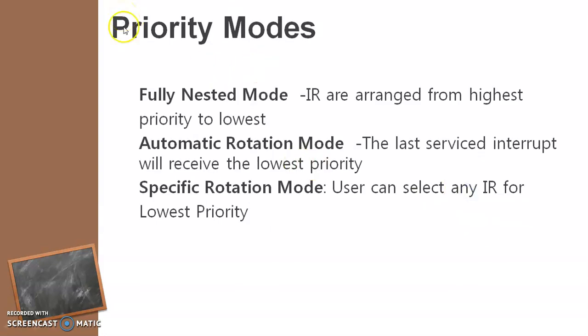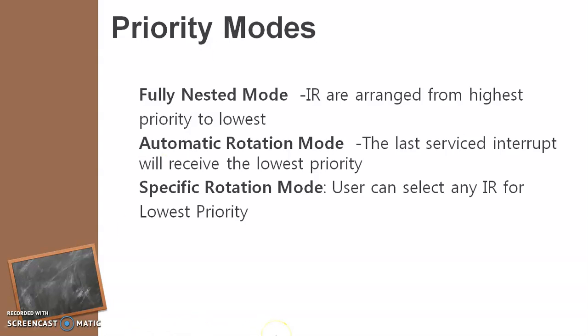So next we'll see the priority modes. There are 3 modes under which your 8259 can work. One is fully nested mode. In case of fully nested mode, the interrupt requests are arranged from highest priority to the lowest. So IR7 will have the lowest priority and IR0 will have the highest priority.